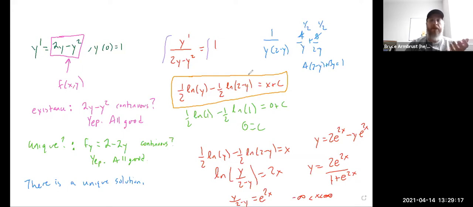So we're trapped. And 0 and 2 are actually problem spots when we divided by 2y minus y squared. So we can see why that's an issue. But those issues have nothing to do with the existence and uniqueness theorem. They're just products of what this thing actually looks like.